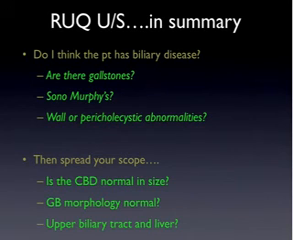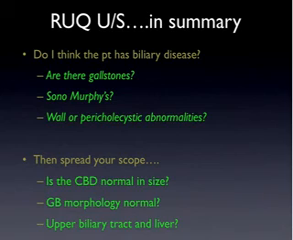So let's summarize your biliary ultrasound. You want to ask yourself a couple of questions at the end of the scan. Number one, do I think the patient has biliary disease? You'll answer this question by a few other considerations. One being, is there any evidence of gallstones? Does the patient have a sonographic Murphy sign? Are there either gallbladder wall or pericholecystic abnormalities?